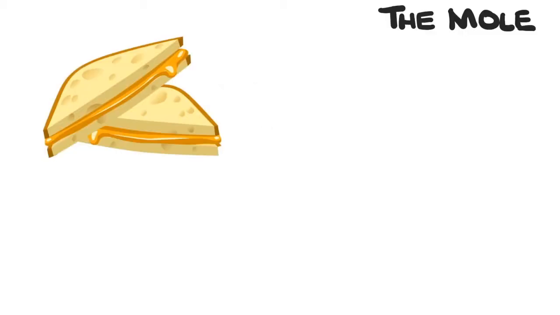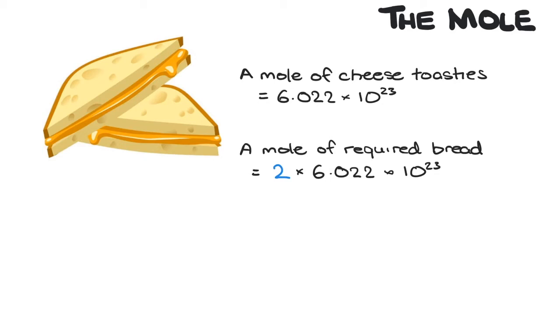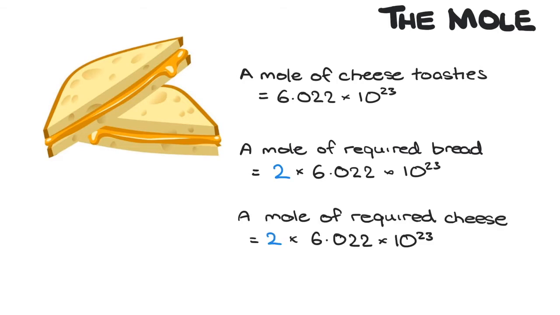So the mole. If I had a mole of a good cheese toastie, I would have Avogadro's worth of cheese toasties. That is 6.022 times 10 to the 23 toasties. How much bread would be required to make these cheese toasties? Well, it would be 2 times 6.022 times 10 to the 23 pieces of bread because you need 2 slices per toastie. What about the cheese? Same thing. It would be double Avogadro's constant. Overall, that's a lot of cheese toasties.